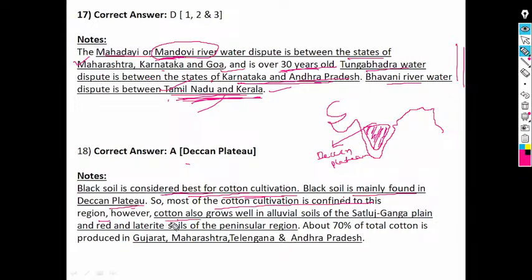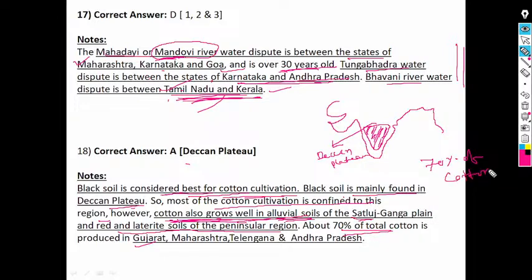However, cotton also grows well in the alluvial soil of the Satluj Ganga plain and red laterite soil of the peninsular region. About 70% of the total cotton in India is produced in Gujarat and others; write it down, 70% of cotton production.